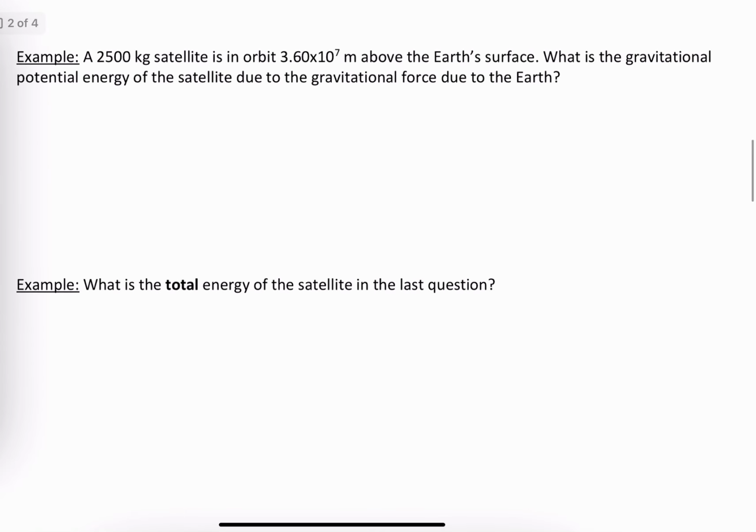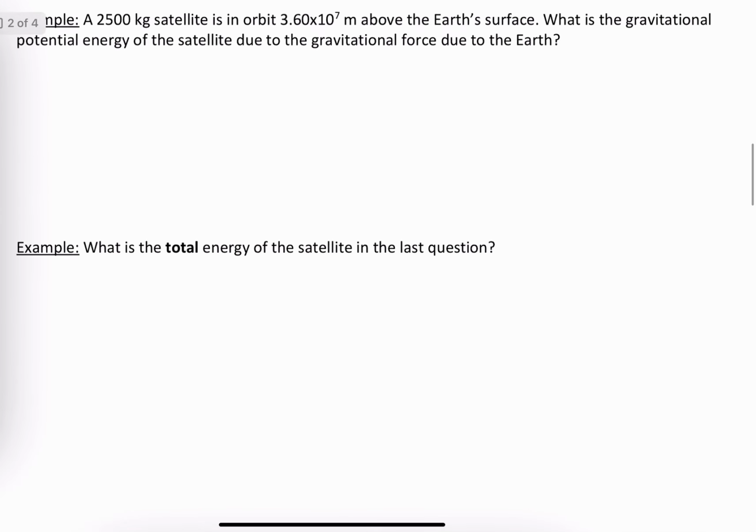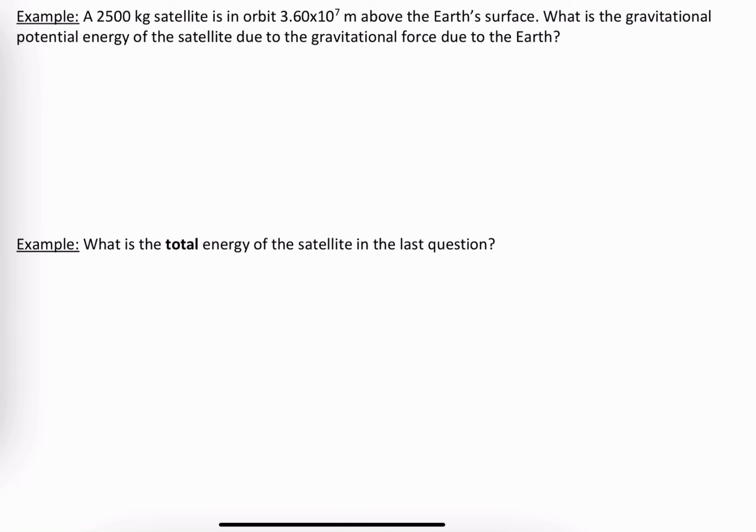All right, so looking at an example here. A 2,500 kilogram satellite is in orbit 3.6 times 10 to the 7 meters above the Earth's surface. What is the gravitational potential energy of the satellite coming from the gravitational force of Earth? Okay, pretty simple question to start with. We're just going to sort of plug and play with our new formula.